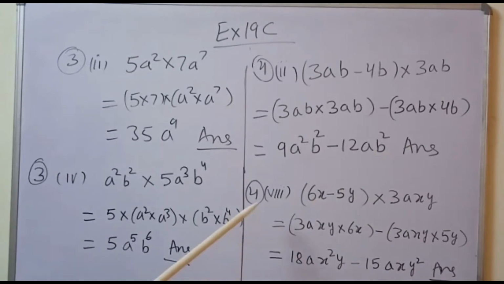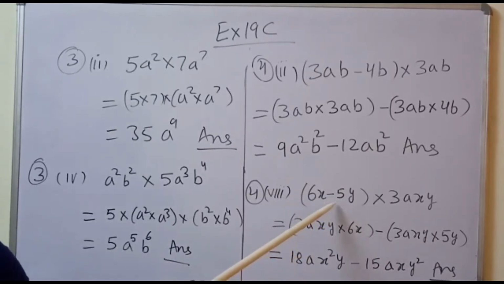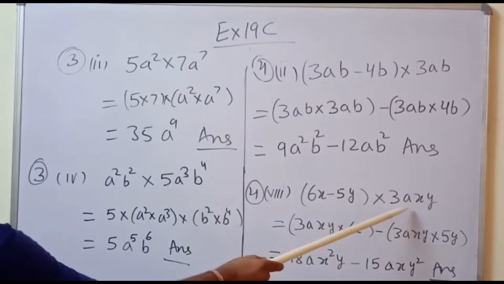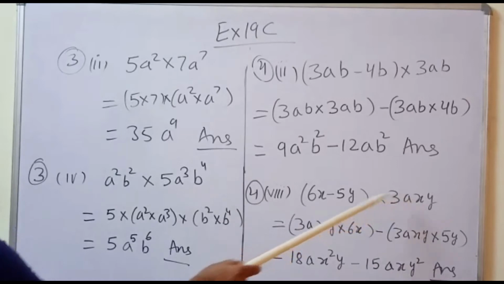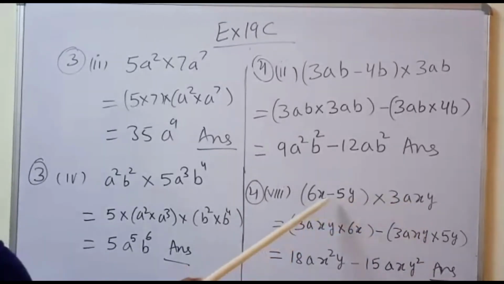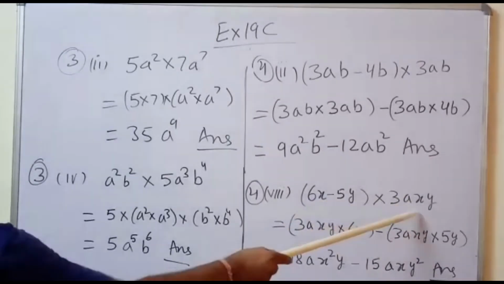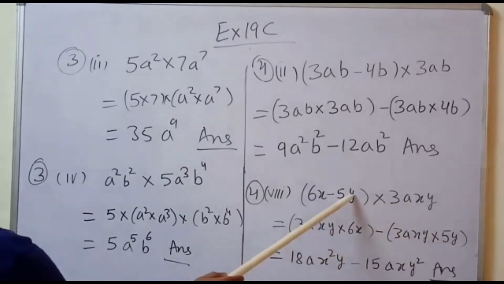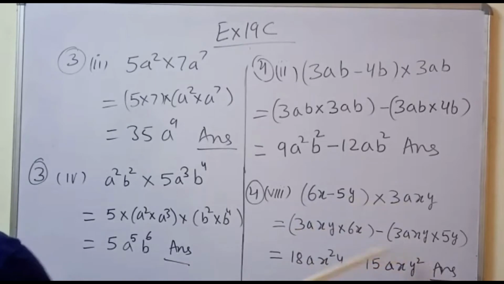Now I am taking question number 4, eighth part. You can see the question from your book. One is a binomial and the second is a monomial. So what I told you, the monomial will multiply to both terms. That means 3xy multiply 6x and 3xy multiply minus 5y. We write in that manner.